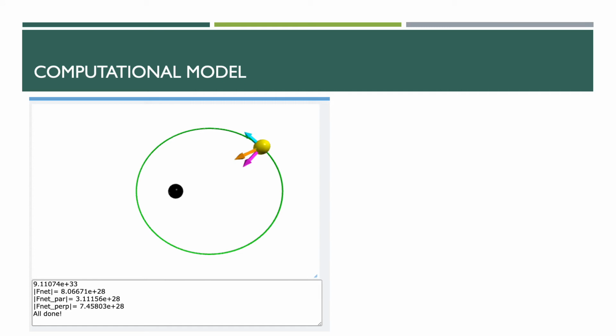Here is the resulting computational model. The orange arrow represents the total net force. It represents only the gravitational force by the black hole and the star, therefore it always points towards the black hole. The pink arrow represents the perpendicular component of the net force. It is responsible for the curvature of the path and always points towards the center of the kissing circle.